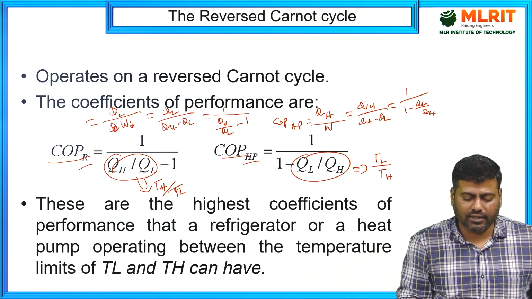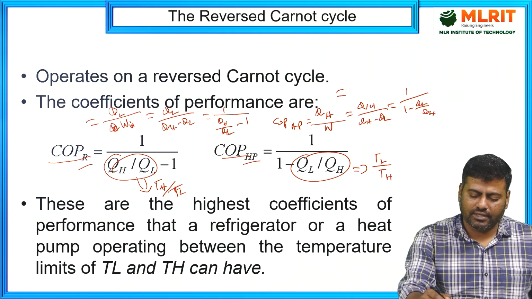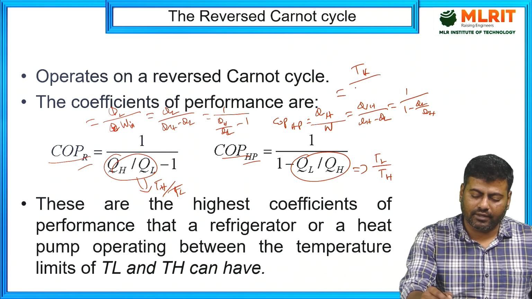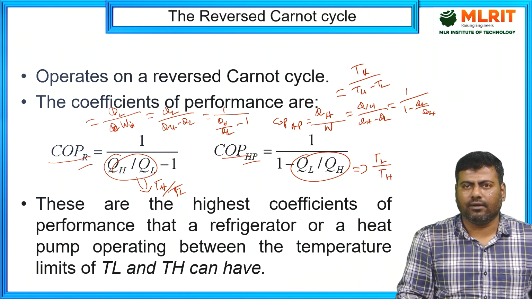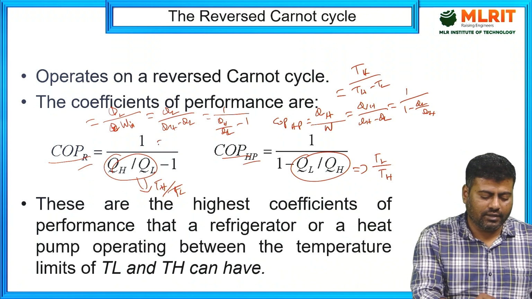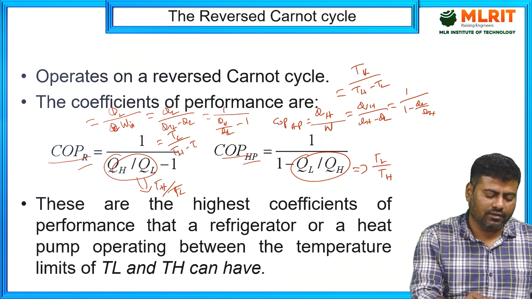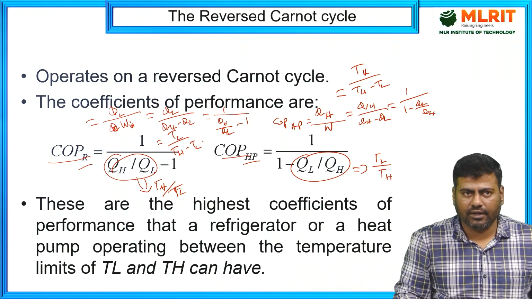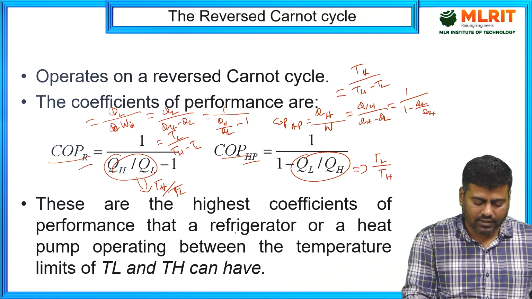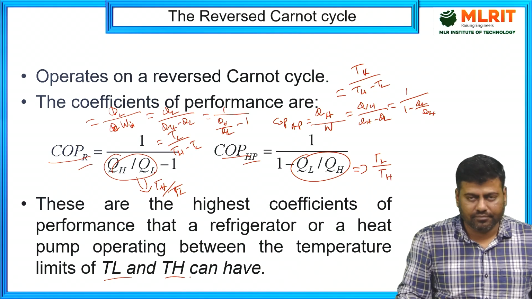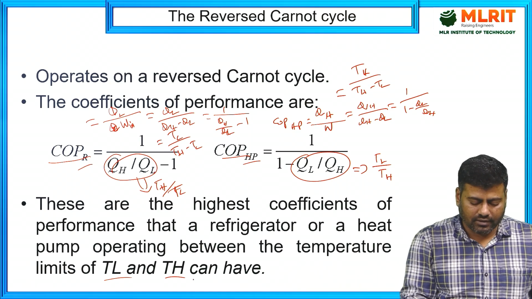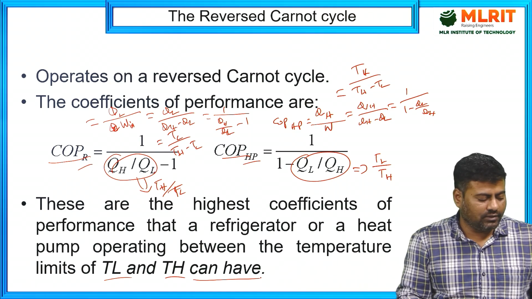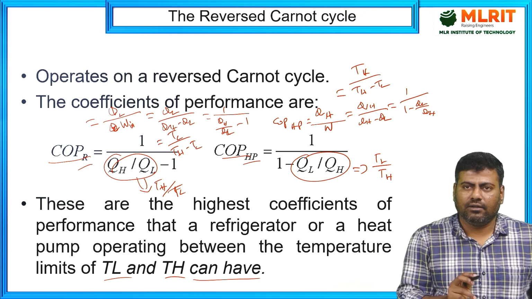Or I can simply write this as TH by (TH minus TL) for the heat pump, and TL by (TH minus TL) for the refrigerator. So these are the highest coefficients of performance that a refrigerator or a heat pump operating between the temperature limits of TL and TH can have. This is the application of the reversed Carnot cycle with respect to the performance parameter.